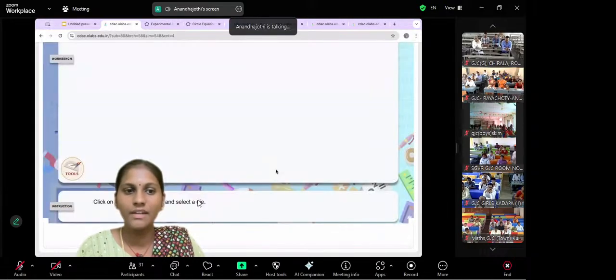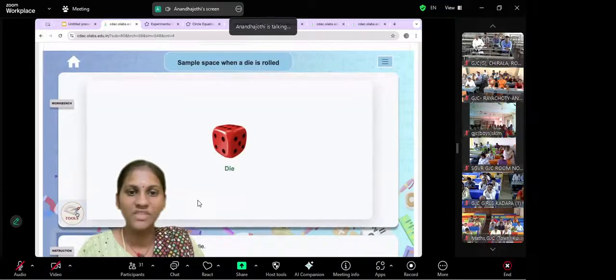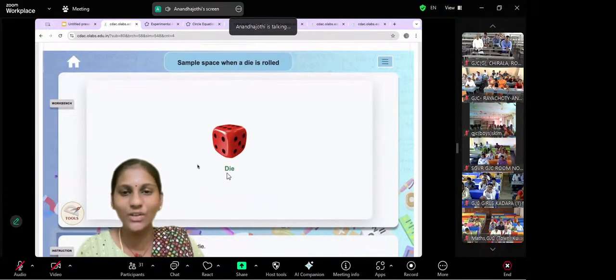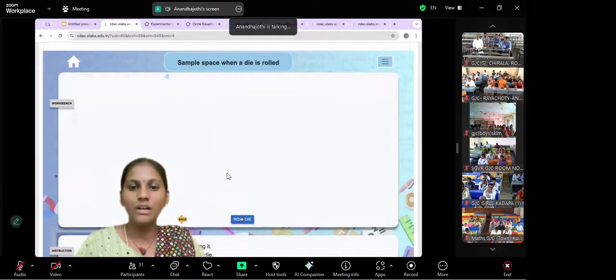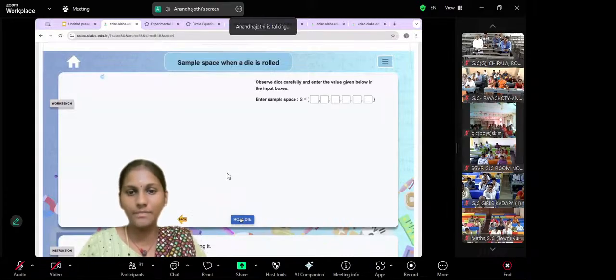So we are going to take a tool. Which tool? Die. Super. So I'm going to roll the die.